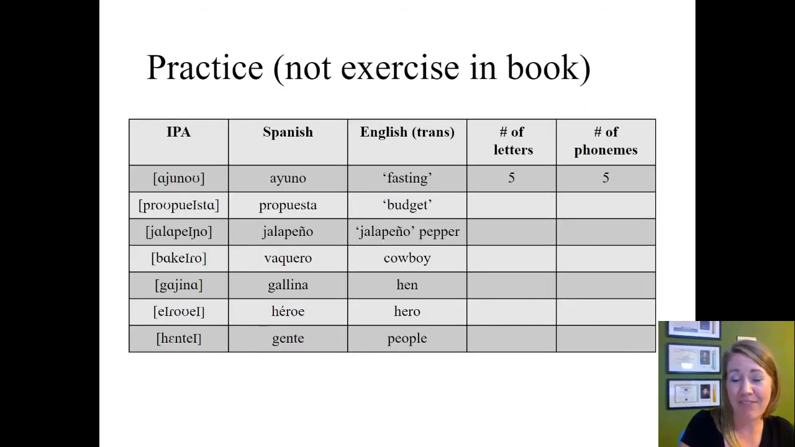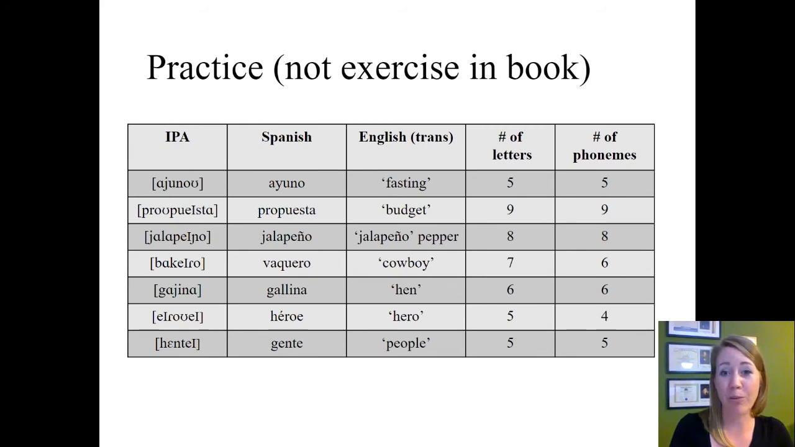So if you want, go ahead and pause the video, but I'd like you to look at these Spanish words. On the left I've given you the phonetic translation, and the second column is the Spanish word itself in the spelling format. If you don't know Spanish like me, there's the English translation in the third column. I want you to look at how many letters are in each of these Spanish words and how many phonemes are in each of these Spanish words. Go ahead and pause if you need to, but I'm going to show you the answers.